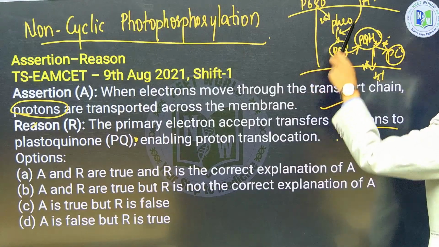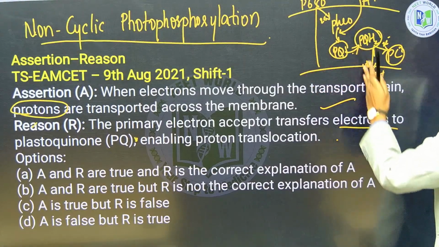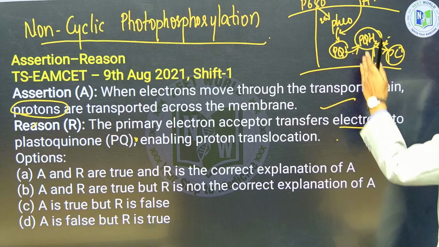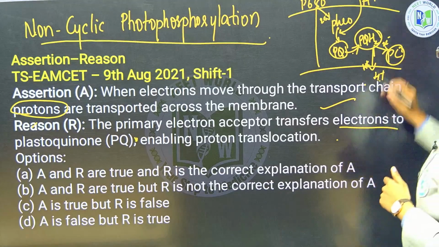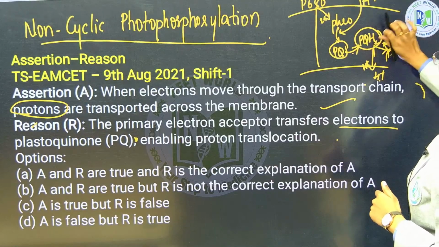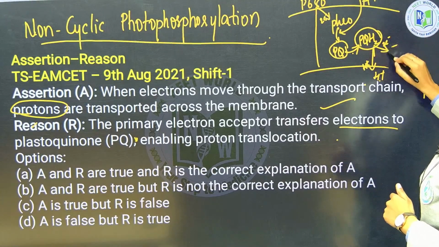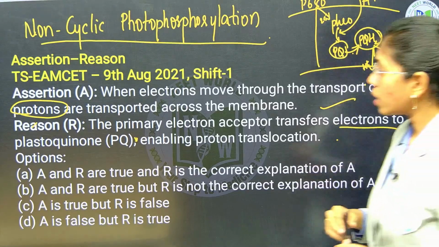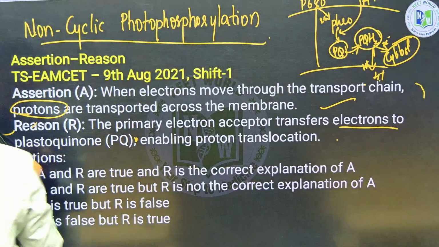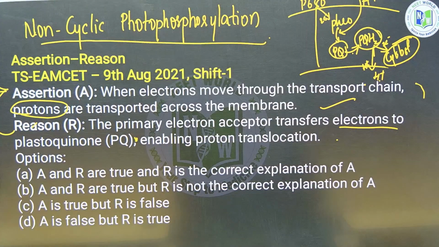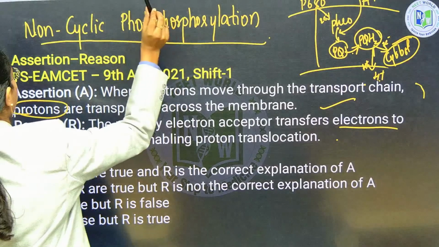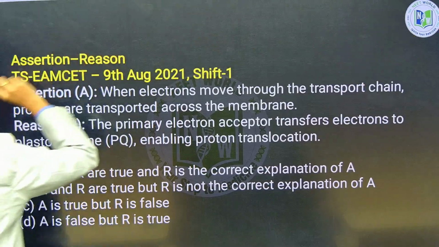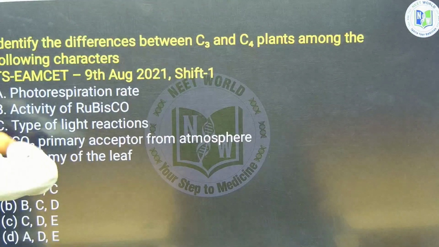Accepting electrons, this will pick the protons from stroma. Protons are being delivered to the lumen and electrons are being delivered to cytochrome B6F complex. Cytochrome B6F complex. Clear, right? So yes, reason is true and it is correctly explaining the assertion. A and R are true and R is the correct explanation of assertion. Clear till here? And then next question.